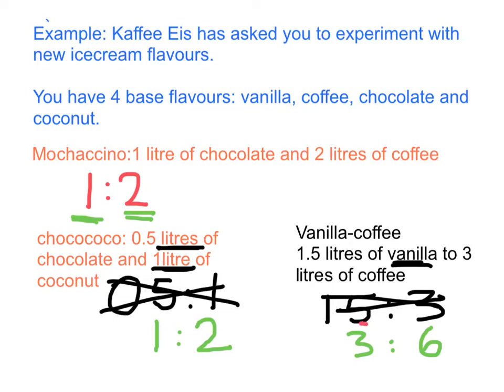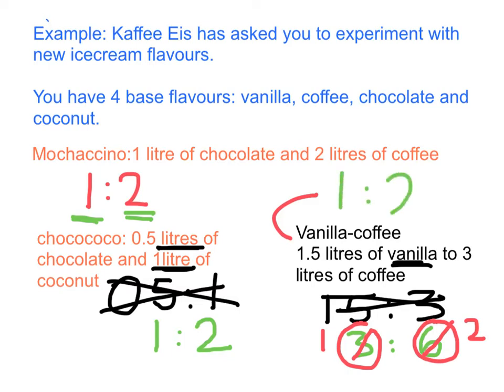So I still haven't quite finished. Look, 3 and 6 have got a common factor. We don't want to leave any common factors in our ratios. We want to write it in the simplest form. So we're going to divide the 3 and the 6 by the common factor of 3. Okay, so 3 divided by 3 will give me 1. 6 divided by 3 will give me 2. So again, we can write the vanilla coffee flavour as 1 to 2.